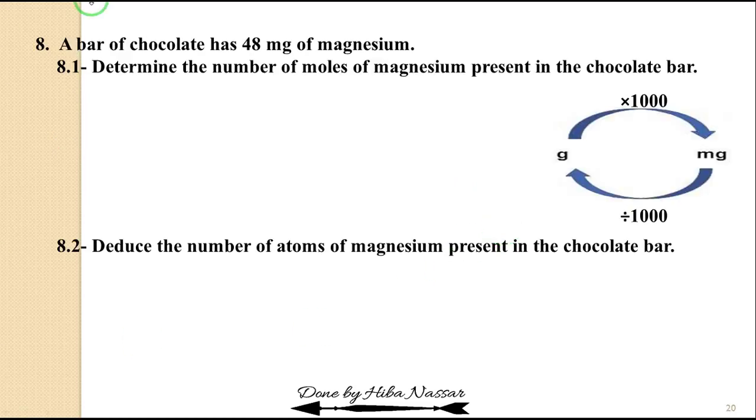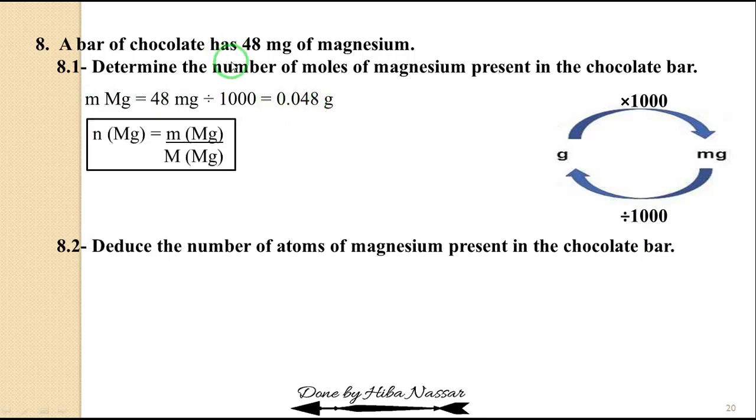Now question number 8. A bar of chocolate has 48 milligrams of magnesium. Determine the number of moles of magnesium present in the chocolate bar. First of all, you have to convert from milligram to gram, since for the mass, the unit used in chemistry is gram, not milligram. So here we can say that the mass for magnesium equals 48 milligram divided by 100. So it's equal to 0.048 gram.